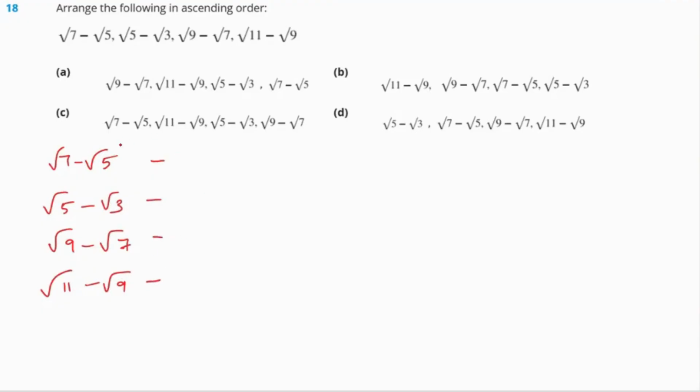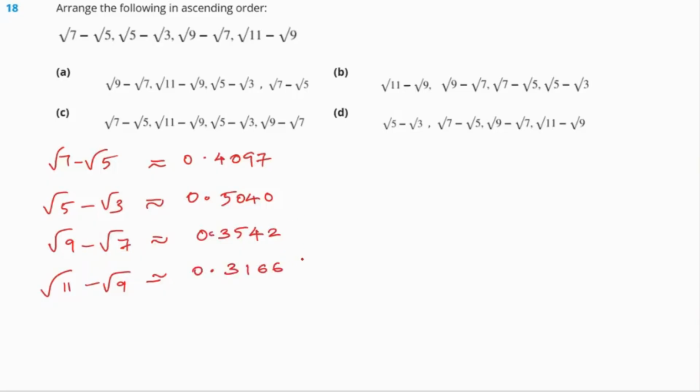First, we will find out the value of this. Root 7 minus root 5 we will get approximately equal to 0.4097. The value of root 5 is approximately 2.25, something like that, and root 3 is 1.732. When we subtract this, we will get approximately 0.5040. And root 9 is 3 and root 7 is 3 point something like that, so approximately this will become 0.354. And here root 9 minus root 7, we are getting approximately 0.3166.